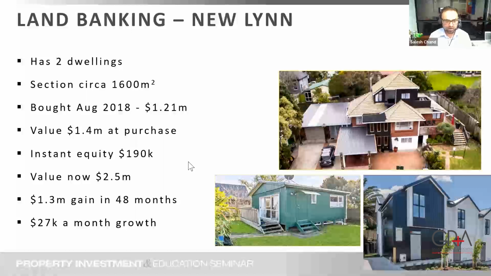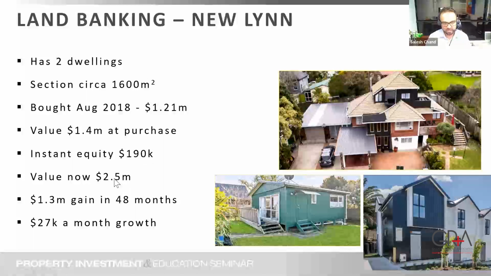So what you've got to understand is land banking and double or triple income on a property is very important. This one has 2 dwellings. The section is 1,600 square meters, bought in 2018 for 1.21 million. The value on the day was 1.4 million when I bought it. I said to the banker, I don't think it's worth 1.4. He said to me, who cares? Your instant equity is 190 on our books.